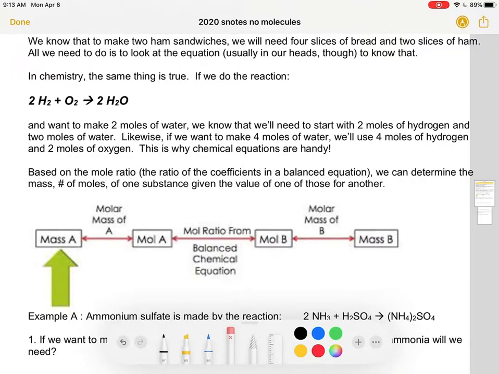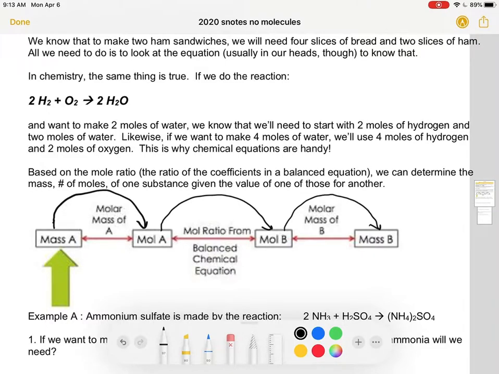We're going to start with the mass of one substance, figure out how many moles of that substance we have, and based off the number of moles of that substance, we can convert to another substance using the mole ratio in our chemical equation. Once we know the moles of substance B, we can multiply it by the molar mass of substance B to get to the mass of substance B that can be made by that mass of substance A.